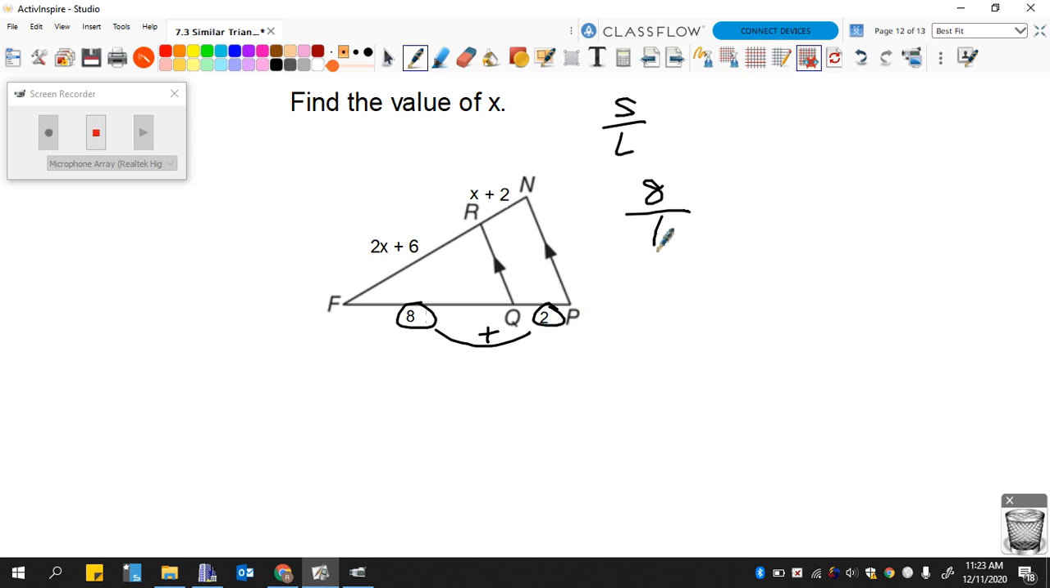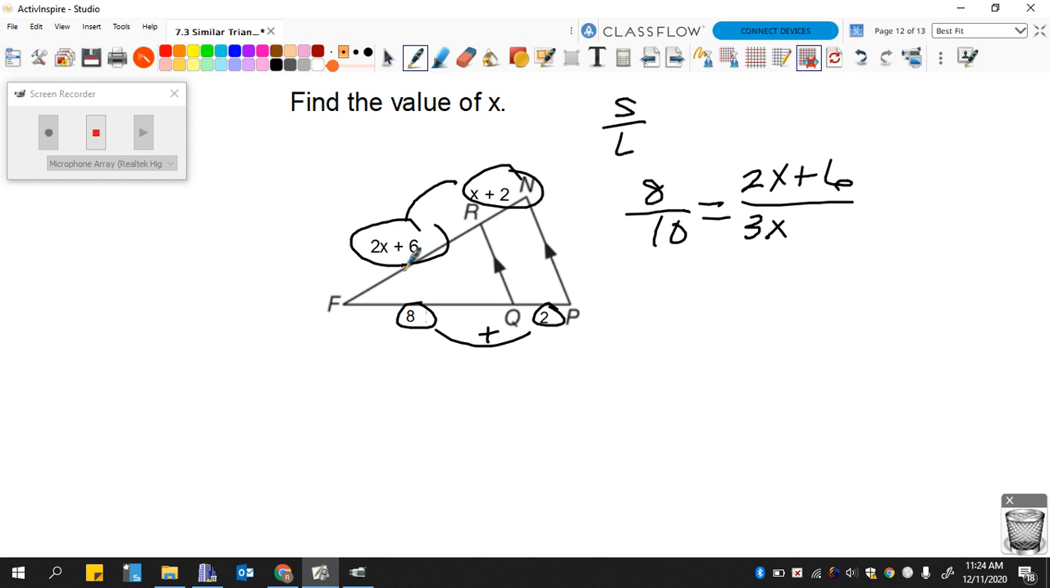So that would be 10 is equal to 2x plus 6 over, now, we have two binomials here. You have this 2x plus 6. We have the additional x plus 2, so we have to add those. So the 2x plus the 1x is 3x. 6 plus 2 is 8. Okay, 3x plus 8. All right, so cross multiply.